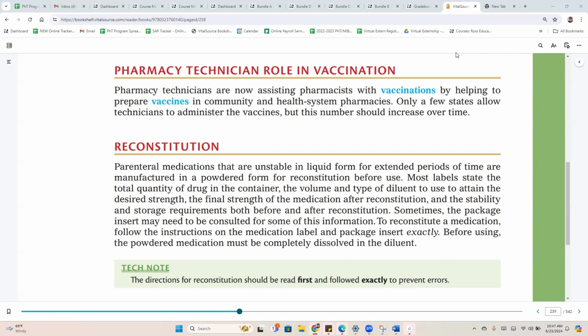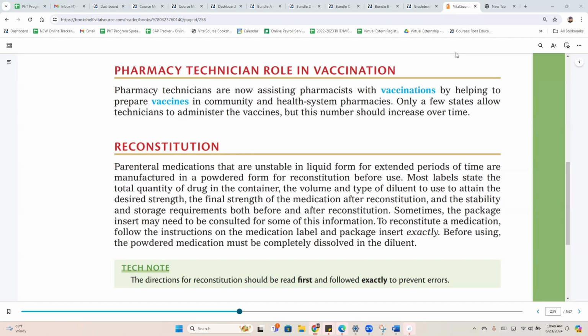Parenteral medications that are unstable in liquid form for extended periods of time are manufactured in a powdered form for reconstitution before use. Most labels state the total quantity of drug in the container, the volume and type of diluent to use to attain the desired strength, the final strength of the medication after reconstitution, and the stability and storage requirements both before and after reconstitution. Sometimes the package insert may need to be consulted for some of this information.